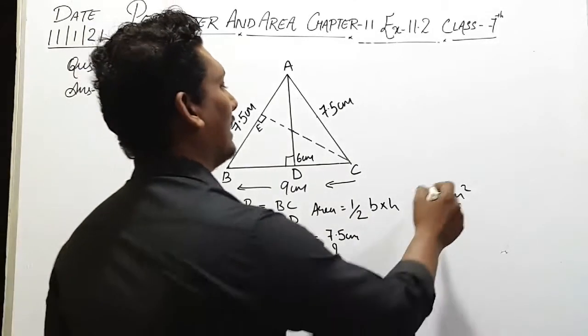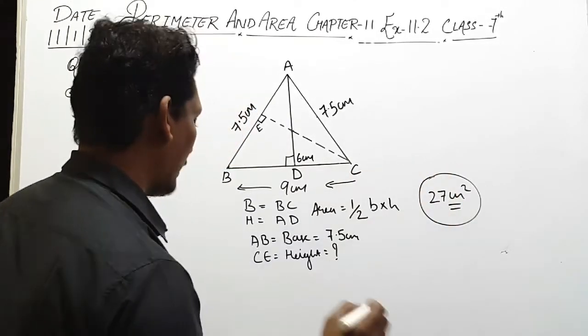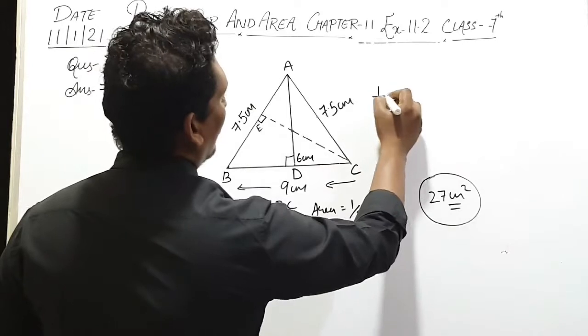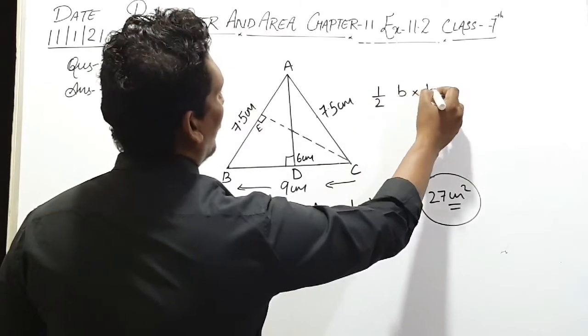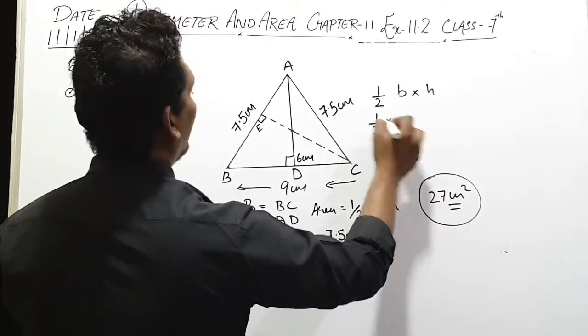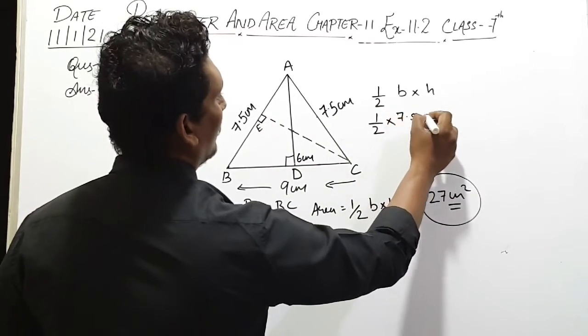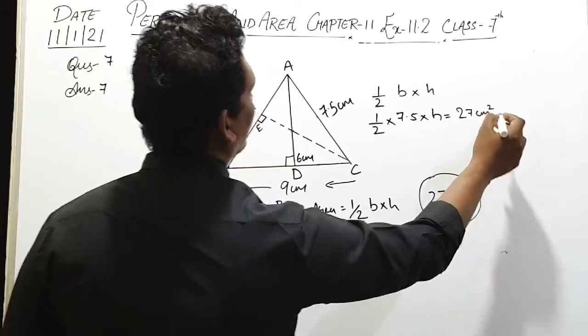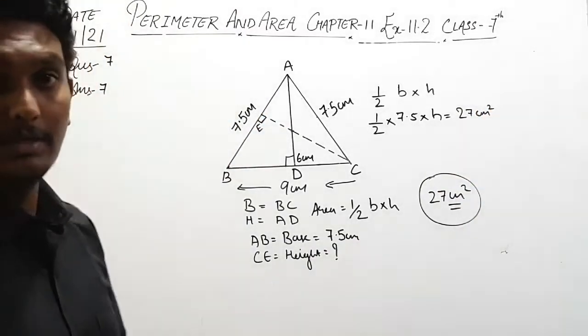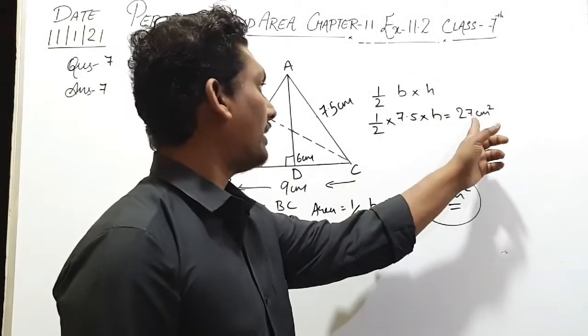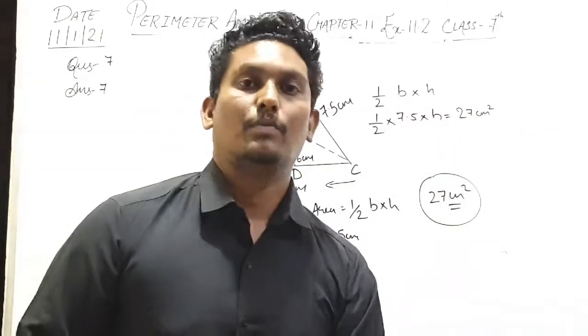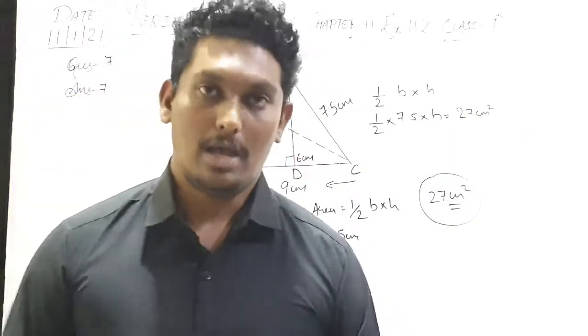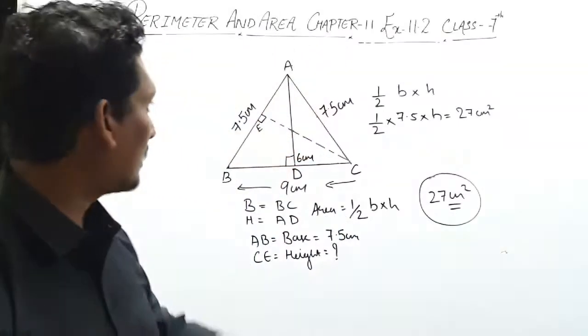But we are having area. Okay, so what you have to do is just half base into height, half into 7.5 into h we have to find out, and 27 centimeter square. Okay, so multiply this 2 with 27 and divide by 7.5, so you will get the answer. Okay, hope the figure is clear to you.